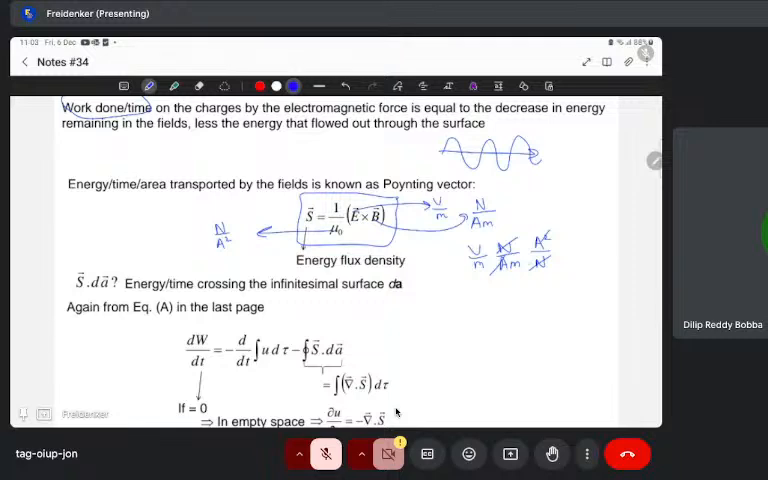Volt per meter square. No, volt, there's ampere also. Volt ampere per meter square. Volt is nothing but joules per coulomb. Coulomb second is nothing but ampere, so that will go. Joule is nothing but Newton meter. Newton second per meter.